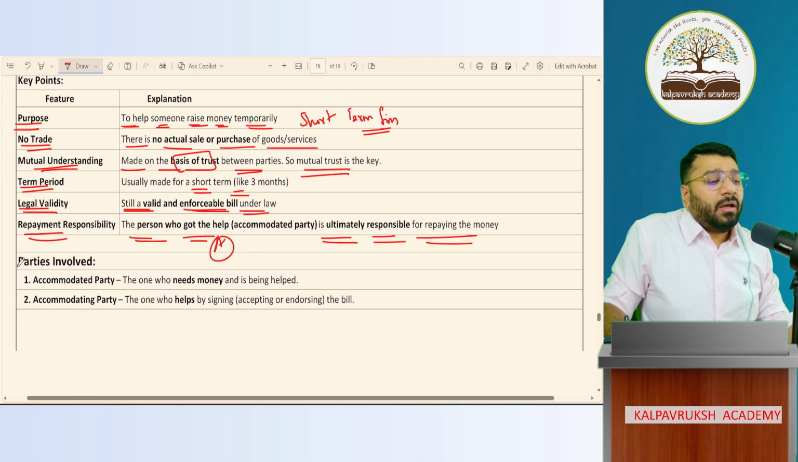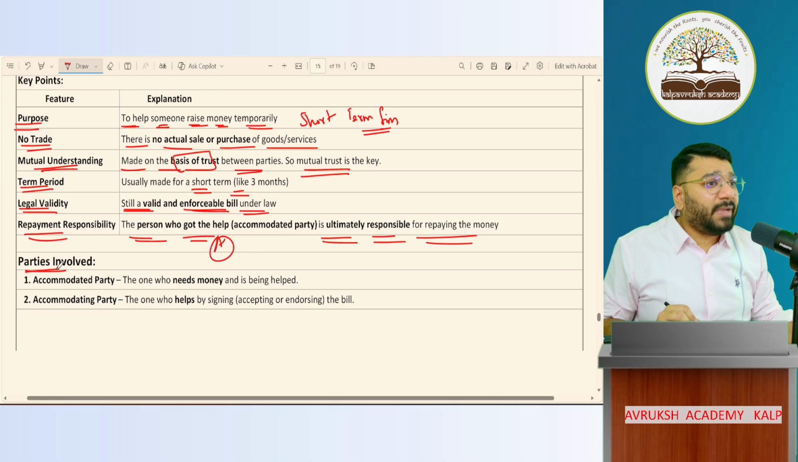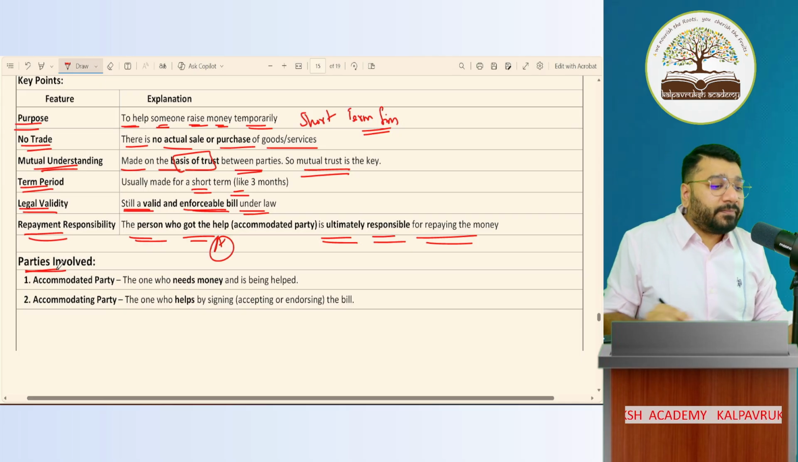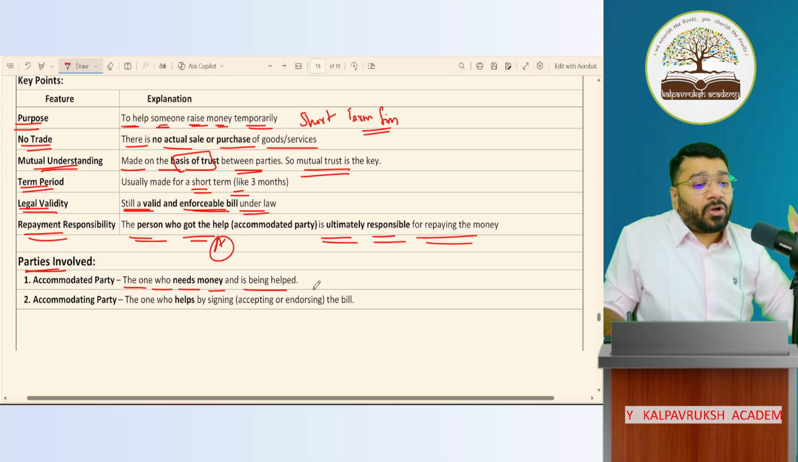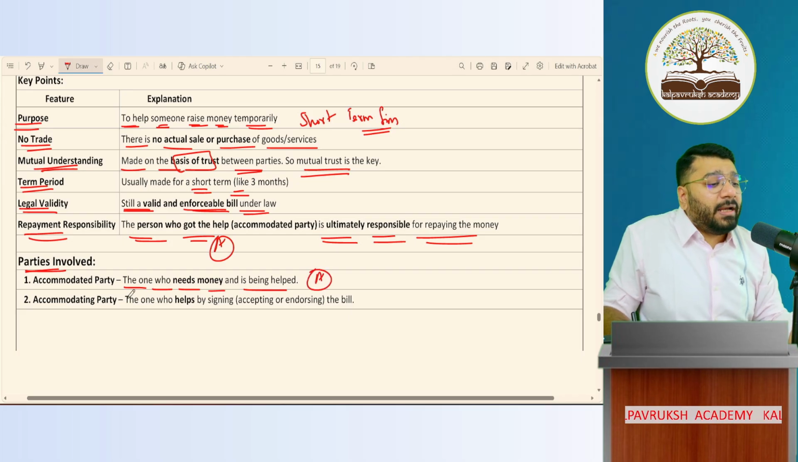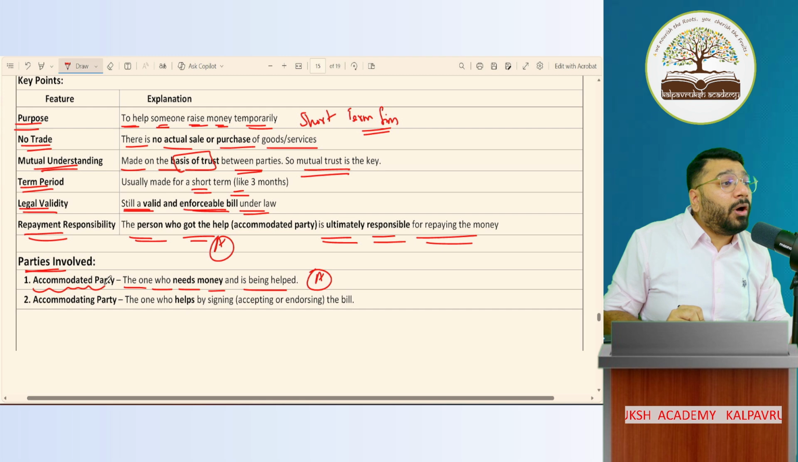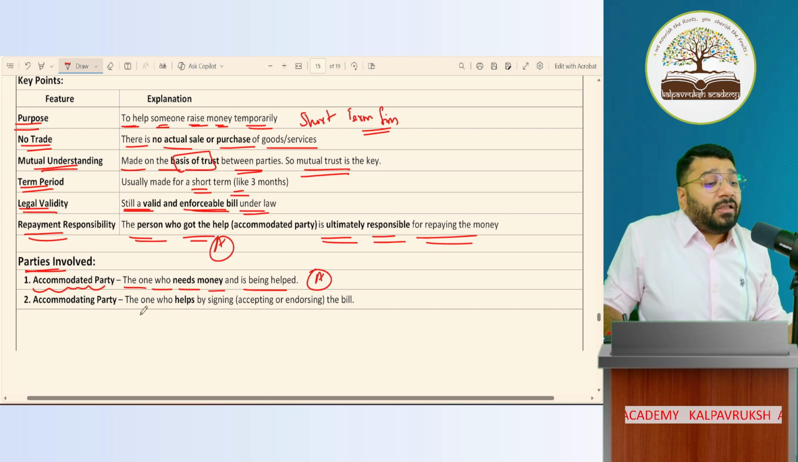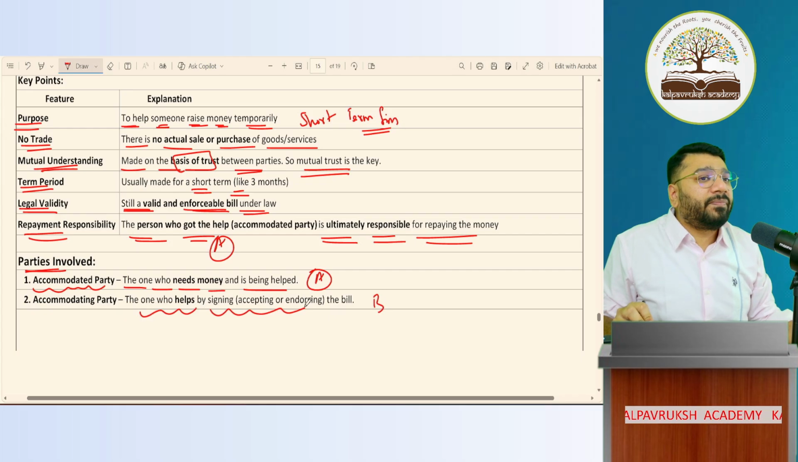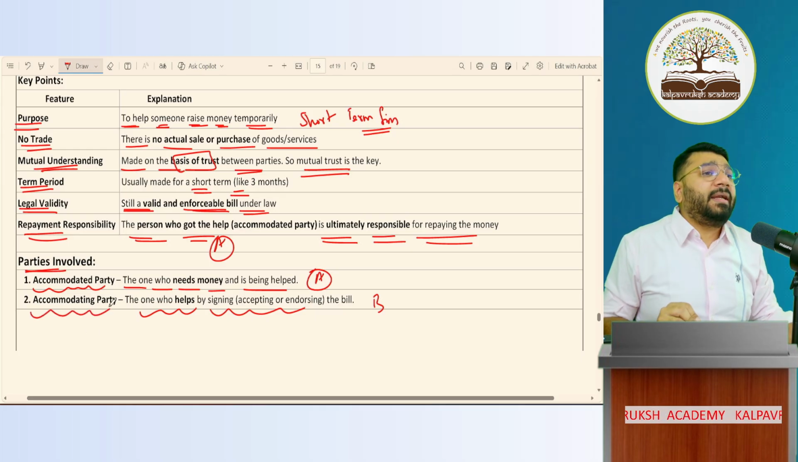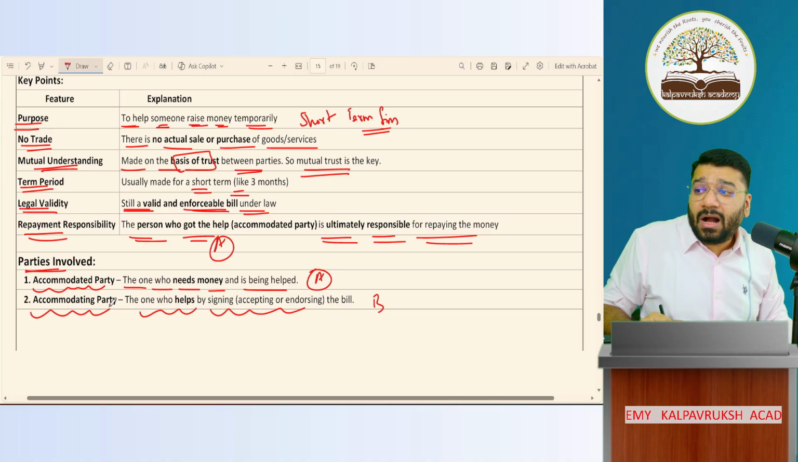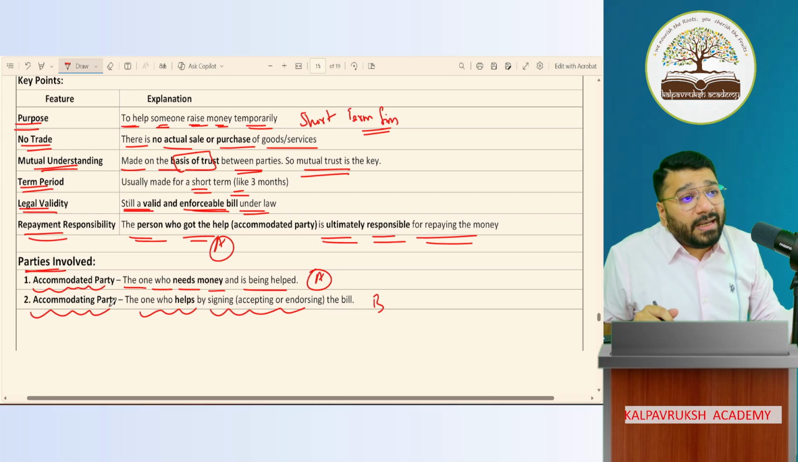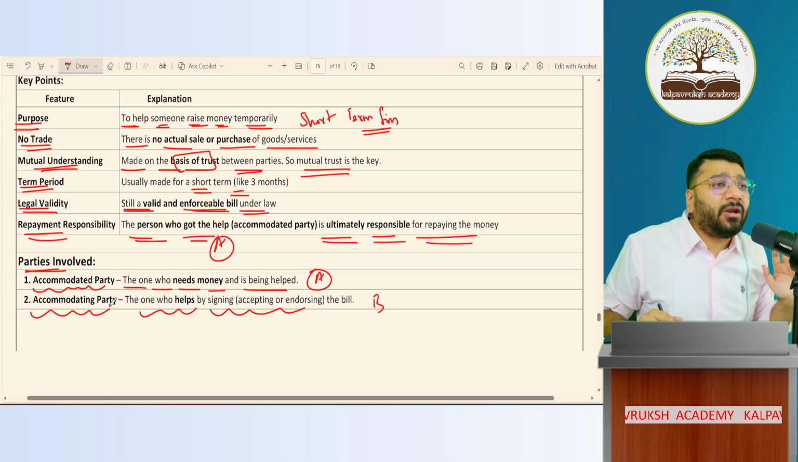Now, the parties involved. Sir, what name do I give? I just said party, no? Now I am revealing the new name. The one who needs money and is being helped is called A. A in our example will be called the accommodated party. The one who is helping, in our example, is B, helping by accepting the bill. That party is called the accommodating party. Helping party. Got it? So A is called the accommodated party. B is called the accommodating party. Now, is the concept clear or not clear?